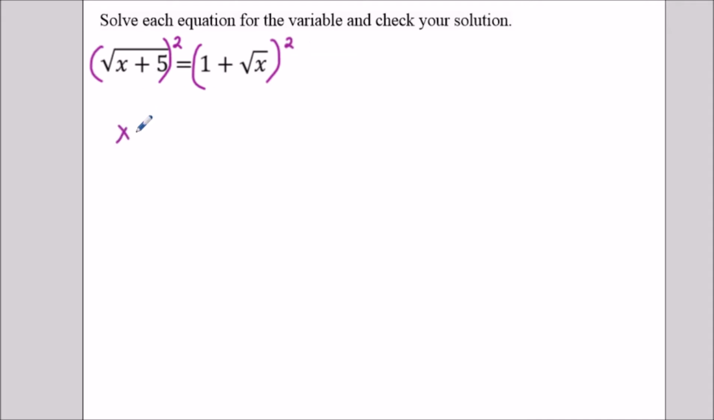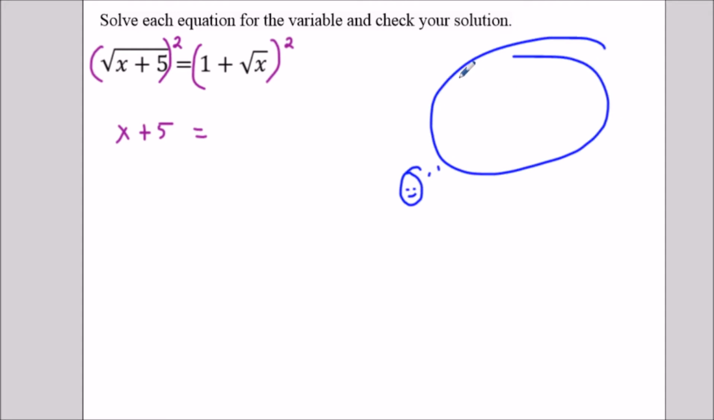On the left side, we just get x plus 5. And over time, you'll be able to do this stuff in your head. If you could already do it in your head, then cool. But what we need to be able to do is take the expression 1 plus square root of x and multiply it by itself. Do not just say 1 plus x. That's a very common mistake.